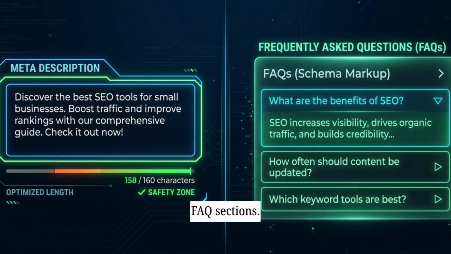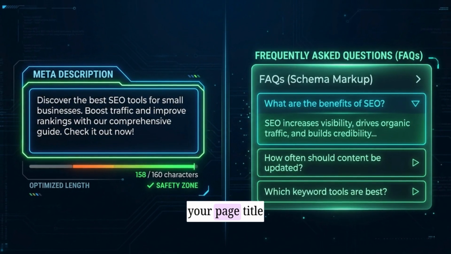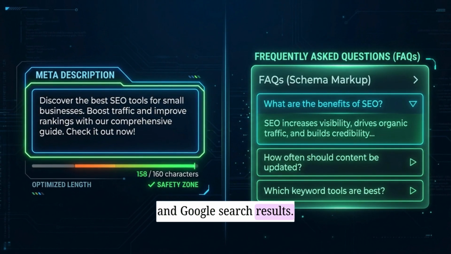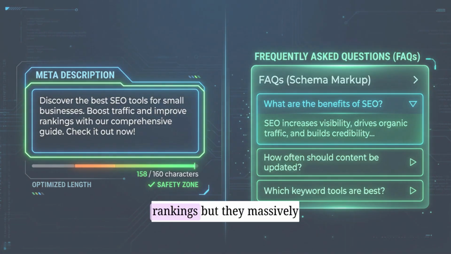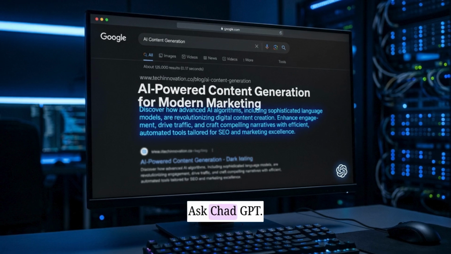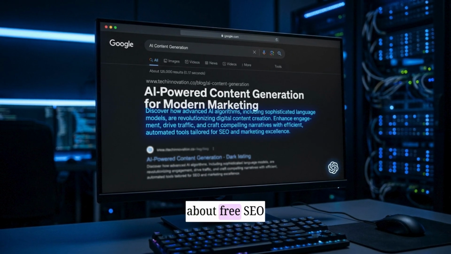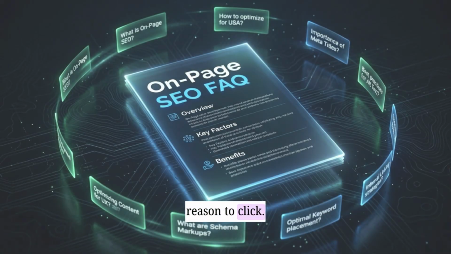Meta descriptions and FAQ sections. Meta descriptions are the short text under your page title in Google search results. They don't directly affect rankings, but they massively affect click-through rate. Ask ChatGPT, "Write a meta description for a blog post about free SEO tools for beginners." It should be under 155 characters, include the keyword free SEO tools, and give a strong reason to click.